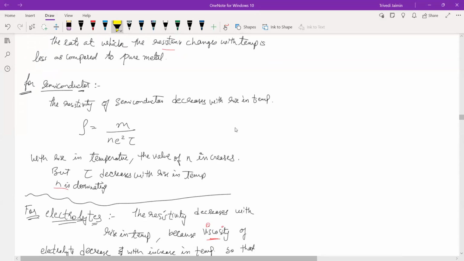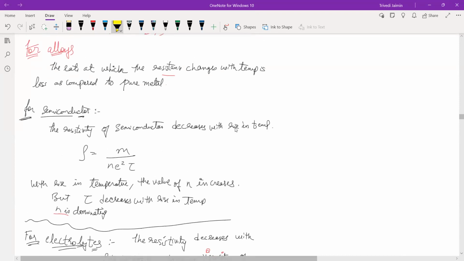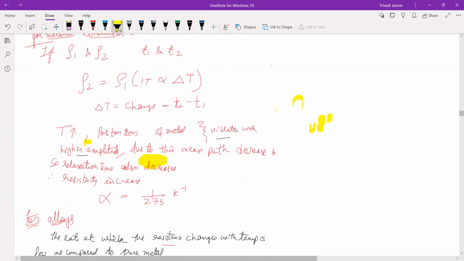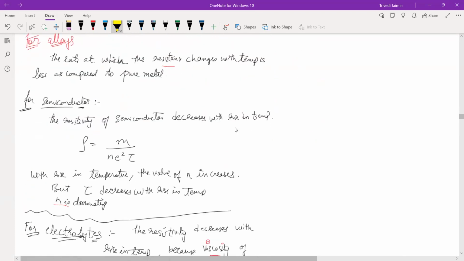And for semiconductors, the resistivity decreases with rising temperature because they don't have many free electrons. With the rise in temperature, the value of n increases, but the relaxation time decreases. Here n is dominating. The number of electrons is more, but they are not free electrons. So that is for semiconductors and alloys, and this is for conductors.